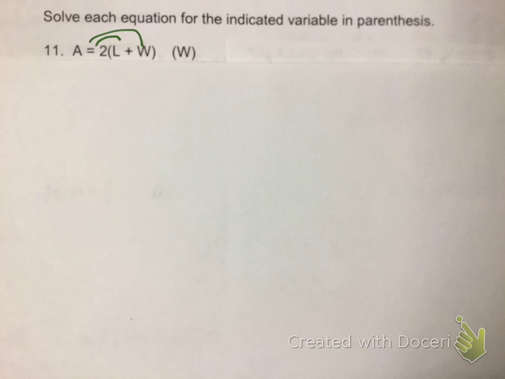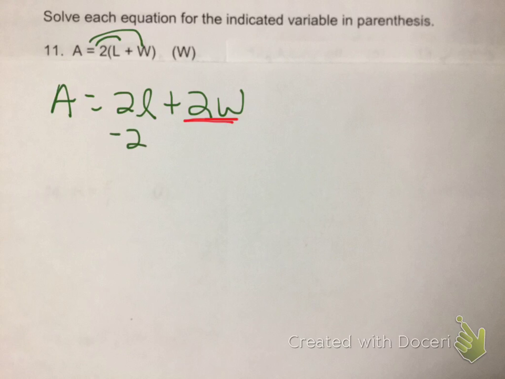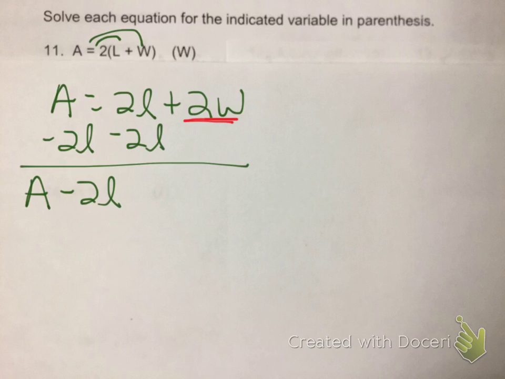Well, w is inside the parentheses, so we've got to clear our parentheses by doing the distributive property. So when we multiply 2 times everything in the parentheses, we get A is equal to 2l. Notice I did the cursive l, so it doesn't look like a 1, plus 2w. My goal is to get the 2w by itself, so I've got to get rid of the 2l. I need to move it to the other side, so I'm going to subtract it. So I get A minus 2l is equal to 2w.